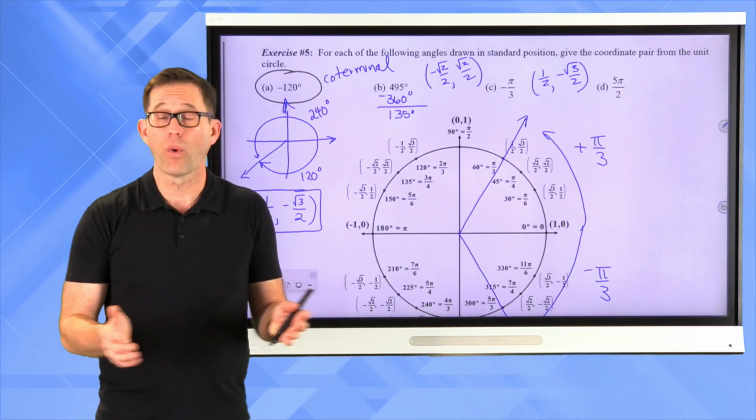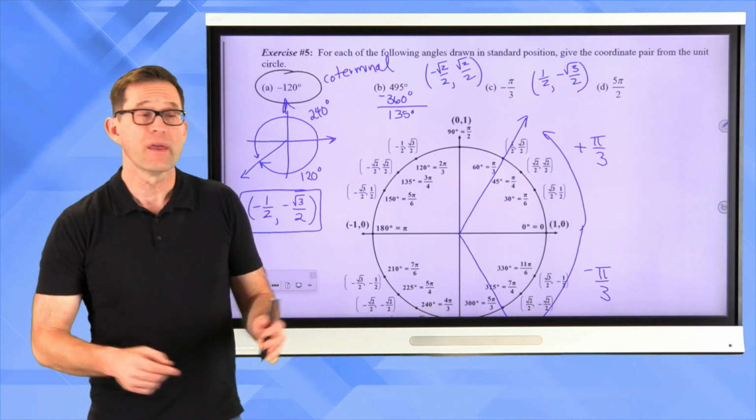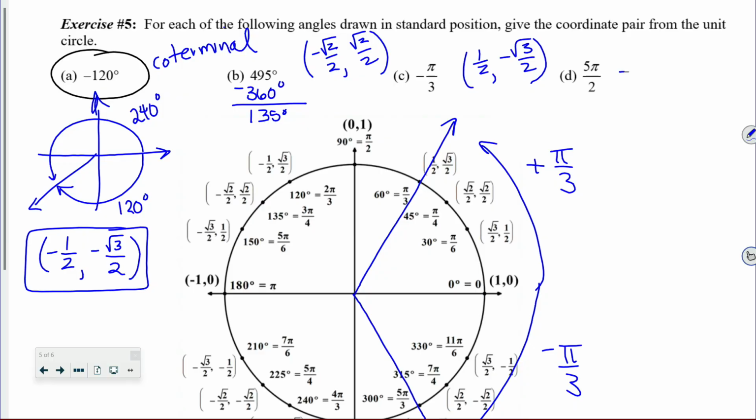All right, so again, one way is to convert it to degrees. If you went like that, you might have said, well, 5 pi over 2 is 5 times 90, which is 450 degrees. And then if you subtracted 360 from that, you'd find it was 90 degrees, in which case the coordinate pair is simple, it's 0, 1.